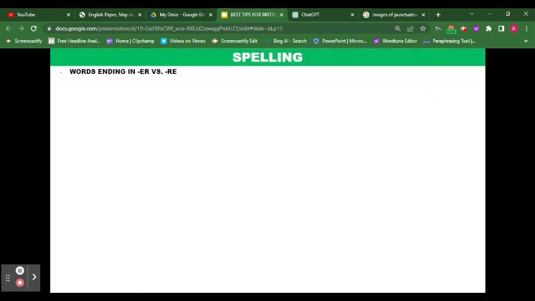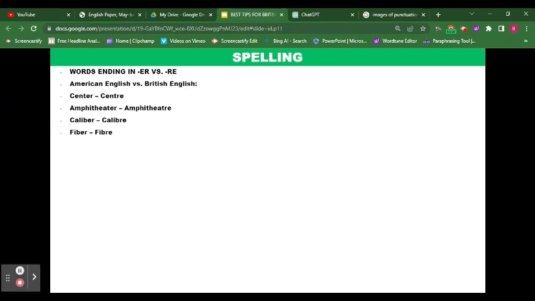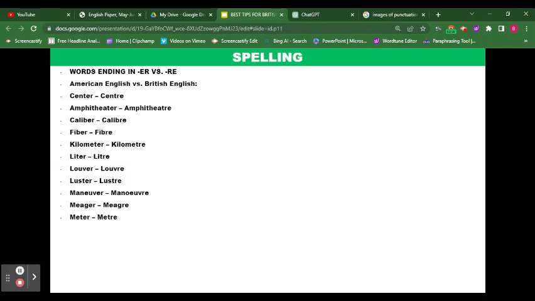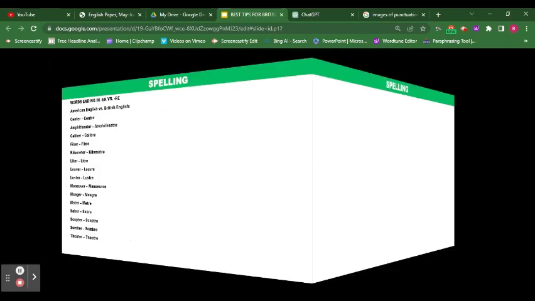Moving further, we have words ending in ER versus RE. We earlier saw it. American English ends in ER, British English in RE. Example: center, amphitheater, caliber, fiber, kilometer, liter, luster, maneuver, meager, meter, scepter, slumber, and theater.